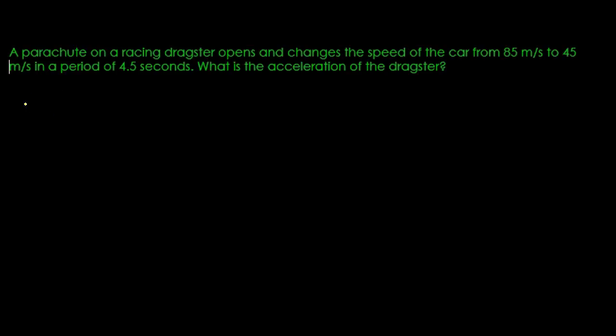Step number one, let's put in what we need to know. So we need to know acceleration, and we know that in order to get acceleration, we need the final velocity, we need the initial velocity, and we need the time. Let's get our information. We know that the car goes from 85 to 45 meters per second. So this must be our initial velocity, this must be our final velocity, and this must be our time. So let's pull that out.